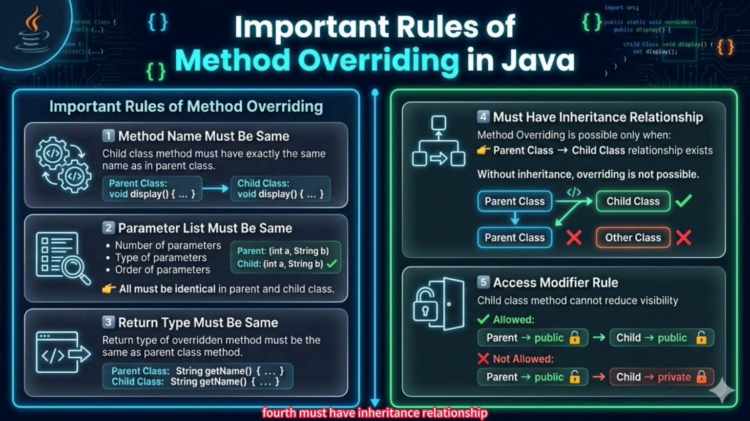Fourth, must have inheritance relationship. Method overriding is possible only when parent class-child class relationship exists. Without inheritance, overriding is not possible. Fifth, access modifier rule. Child class method cannot reduce visibility. Allowed. Parent public. Child public. Not allowed. Parent public. Child private.